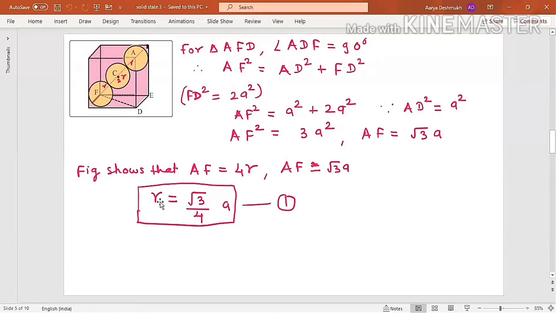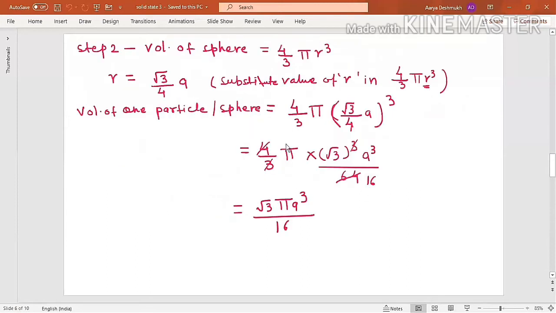So now R will be equal to square root of 3 divided by 4. We just combine these two values for A. 4R equals square root of 3 A, and if you combine these two equations, we get R equal to square root of 3 divided by 4 into A. Isn't it?